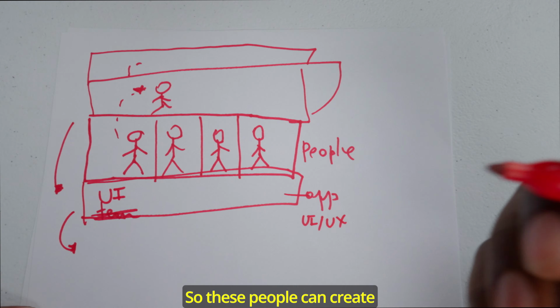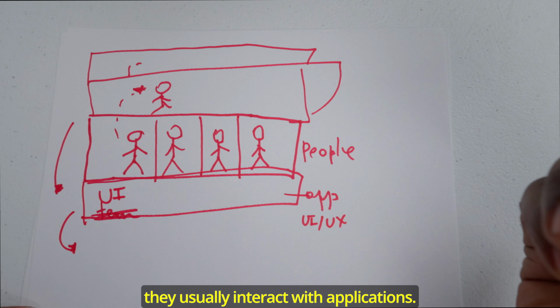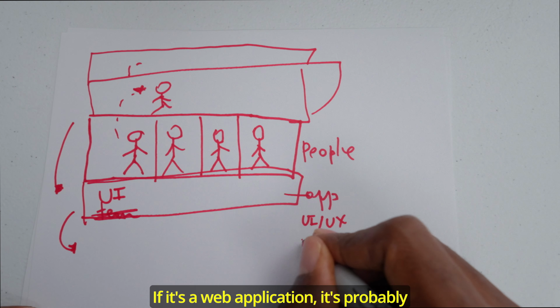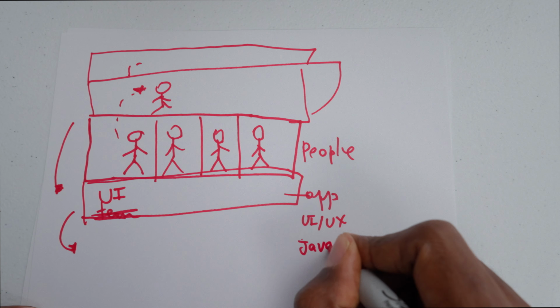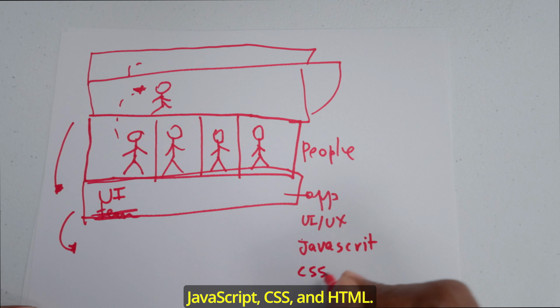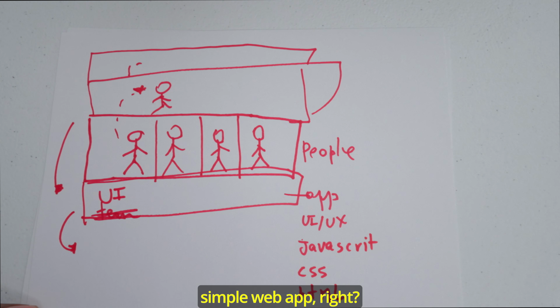So these people can create the user interface for you. These people creating the user interface usually interact with applications such as, if it's a web application, it's going to be a combination of JavaScript, CSS, and HTML. For now, we're going to assume it's a simple web app, right?